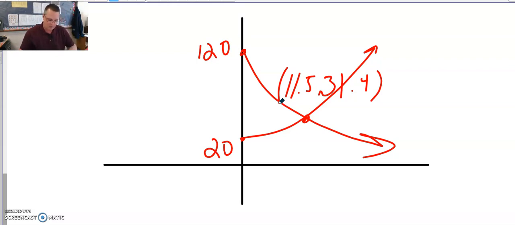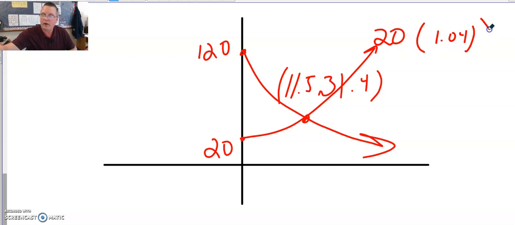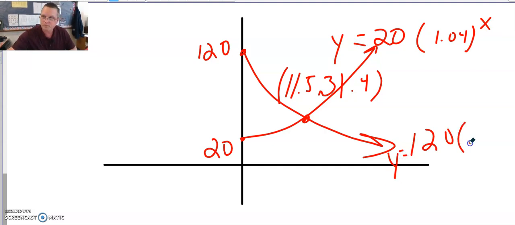The only thing you would do, of course, is label. This one would be y equals 20 times 1.04 to the x, and this one is your 120 times 0.89 to the x, because I'm using x's and y's. So you just have to make sure they're both labeled, and there you go. All right, and that's good enough.